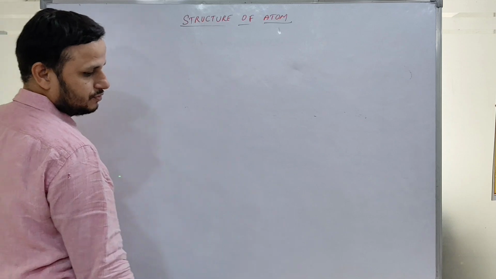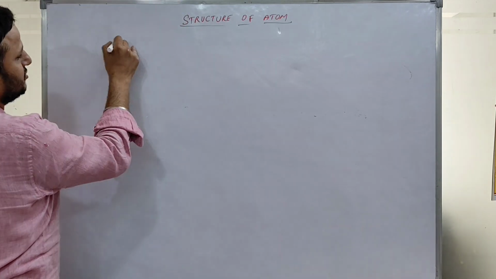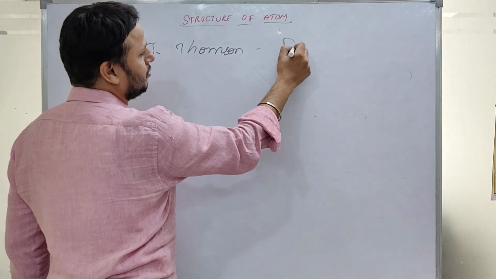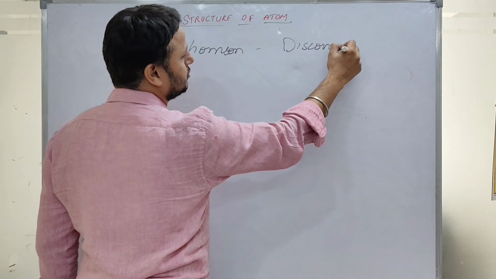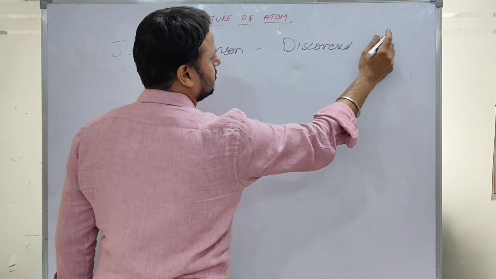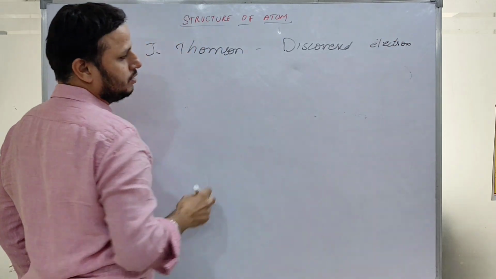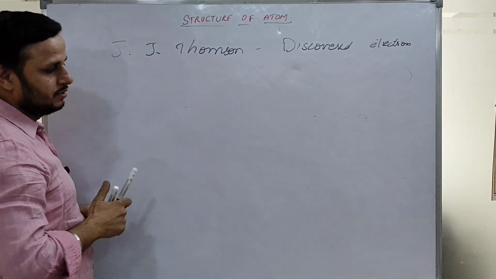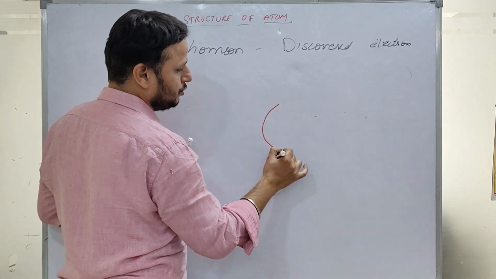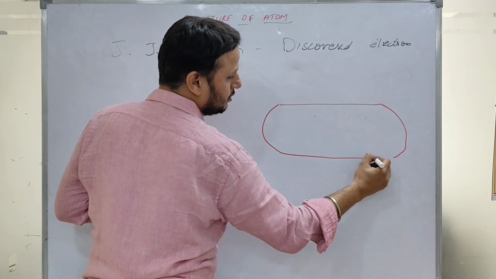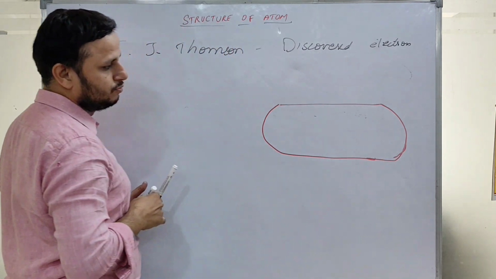comes the scientist J.J. Thomson. J.J. Thomson, he discovered electron. So first we are going to the discovery of electron. Electron was discovered in a vacuum tube.